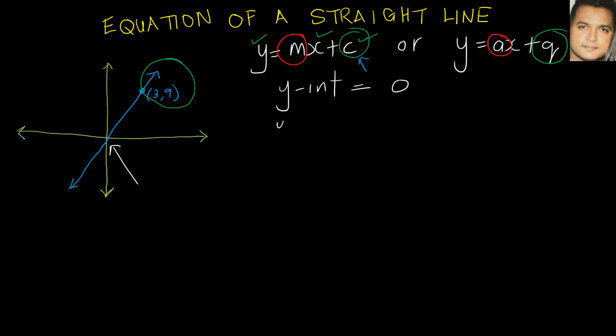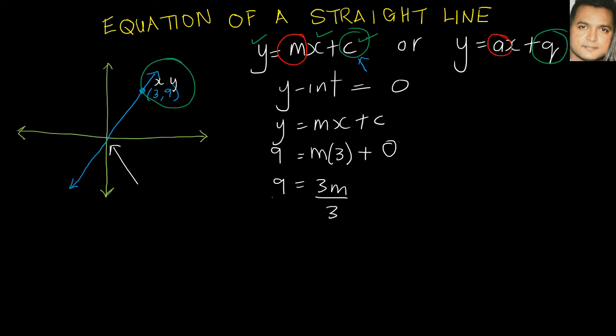So let's substitute. We have y = mx + c. The y will be 9, equal to m, because we're solving for m, and the x will be 3. I put that in brackets because I need to know that I'm substituting there, and then the 0 is my y-intercept, so that will be 0. Now I need to solve, so I'll have 9 = 3m. Divide both sides by 3, and my answer will be m = 3.